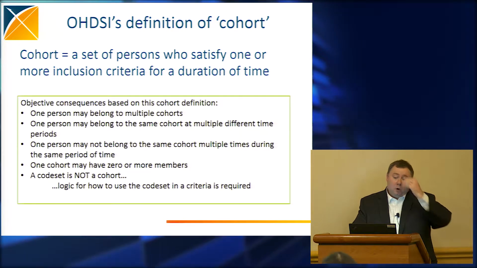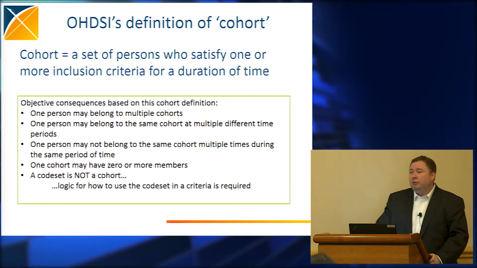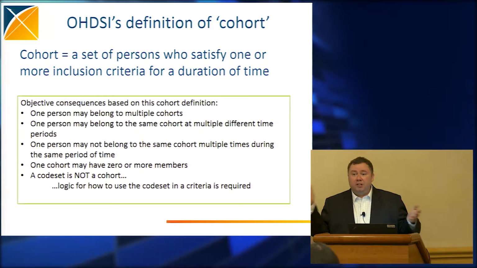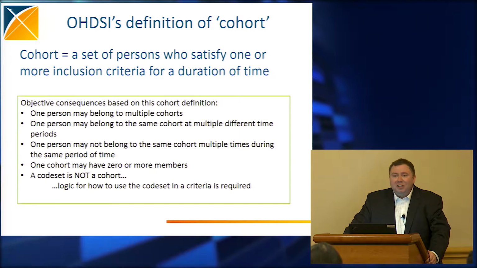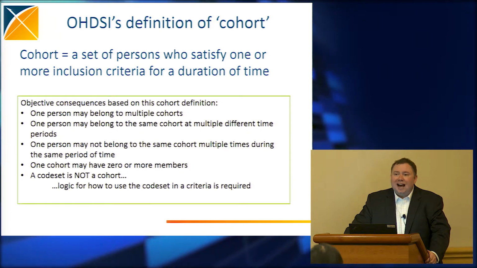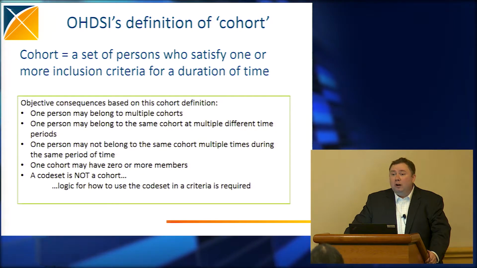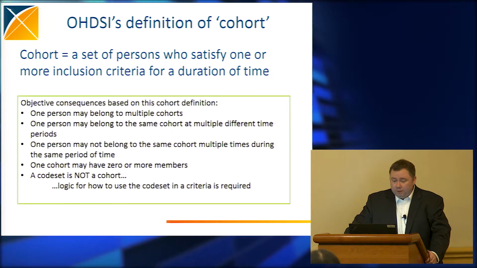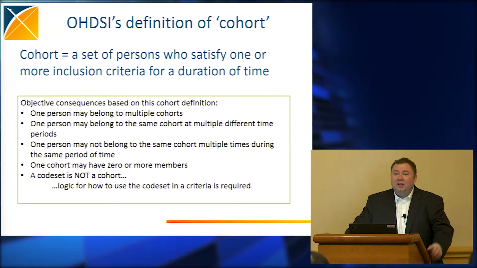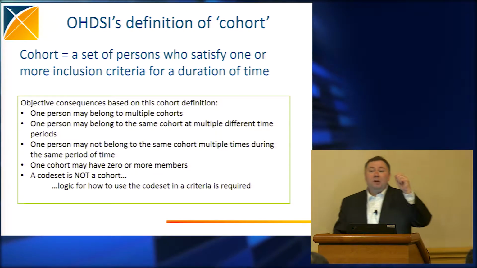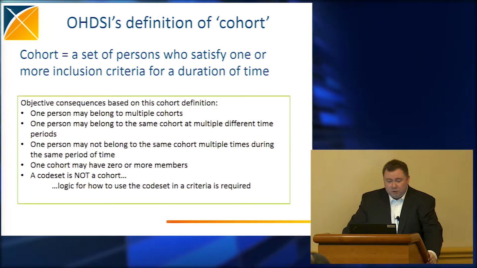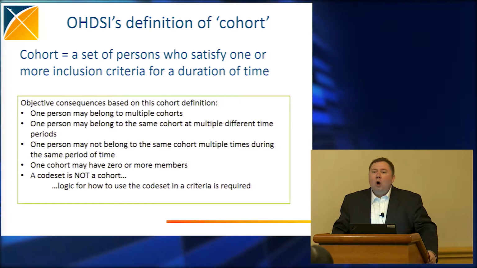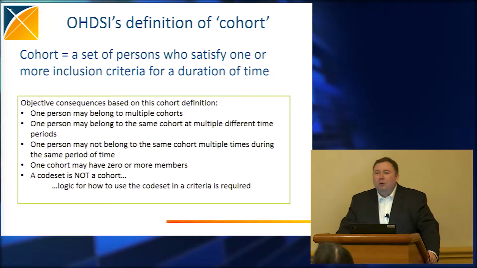There's consequences about this. So one person could belong to multiple cohorts, because if you have different criteria, one person could belong to many different cohorts. One person could belong to the same cohort at multiple different time periods. You could enter a cohort, exit that cohort, rejoin that cohort. However, one person cannot be in the same cohort multiple times during the same time period. Effectively, at any moment in time, you're either in or you're out, and we define those durations of time to sort that through. One cohort can have 0 or more members.